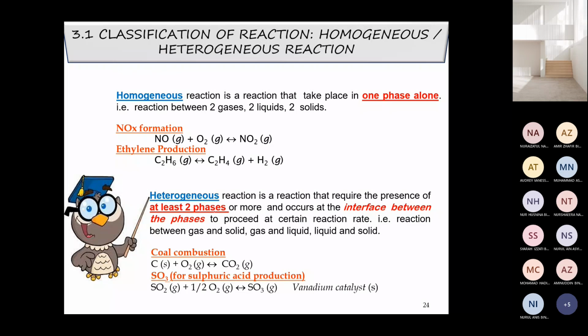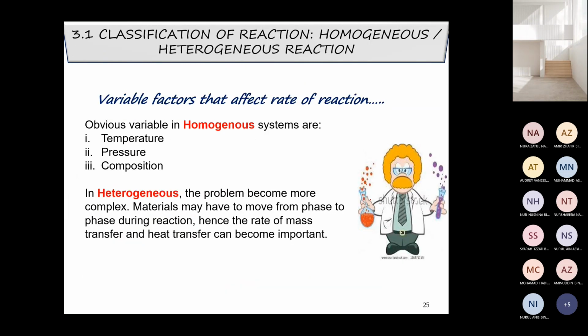Alright, and then heterogeneous reaction is a reaction that requires the presence of at least 2 phases, and occurs at the interface between the phases, to proceed at a certain reaction rate. For example, gas and solid, gas and liquid and solid. So obvious variables in a homogeneous system are temperature, pressure, composition. So actually the working volume will be affected by these kinds of factors. If you change the temperature, the working volume will be different. If you change the pressure, the working volume will be different.